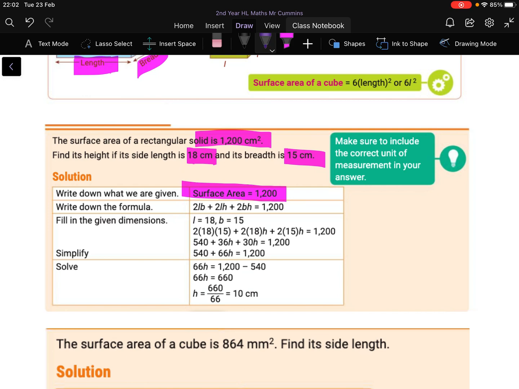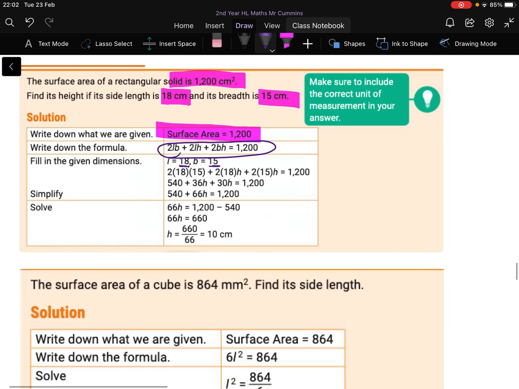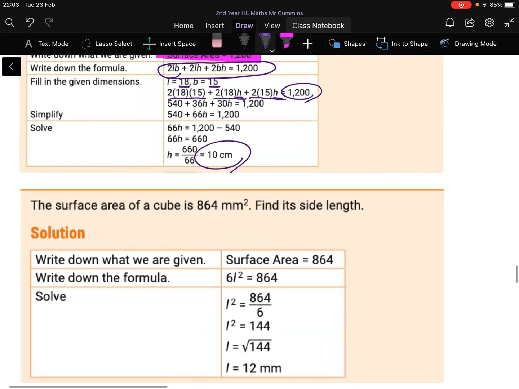So by using that formula, we have the length being 18, and the breadth being 15. So if you sub it into this formula here, which I give you up here as well, you can work out the missing value. The only thing you're missing there is the height, which appears a couple of times. You have twice the length by breadth, plus twice the length by height, plus twice the width by the height, and it gives you the surface area. And you do a bit of algebra to work out the height is 10 centimeters. The basic algebra for you guys, no bother.